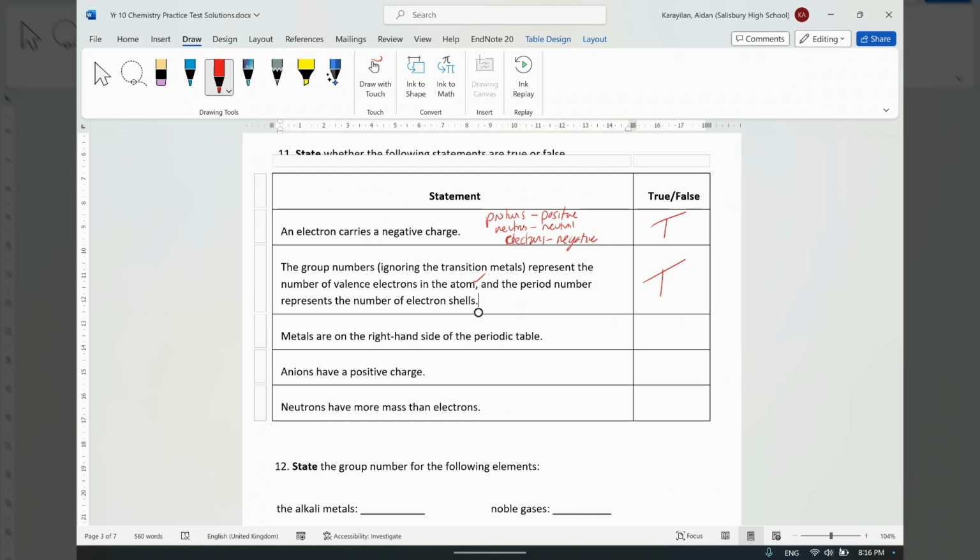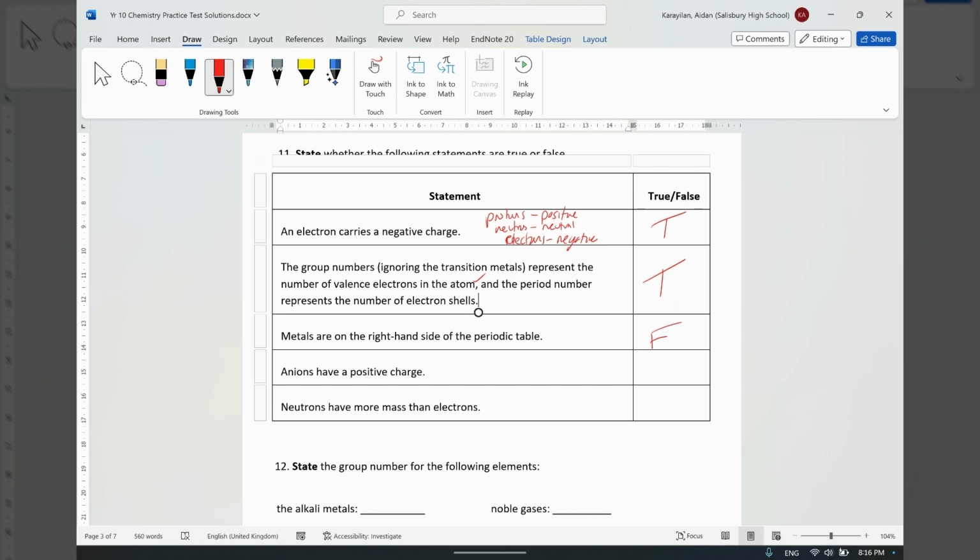Now, metals on the right-hand side of the periodic table. We know that the massive left-hand side of the periodic table is made of metals. So this is a false statement. So let's not make that look like a true. Let's make it clearly a false. The right-hand side are the non-metals.